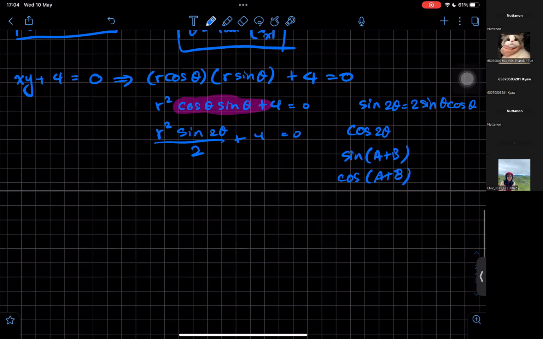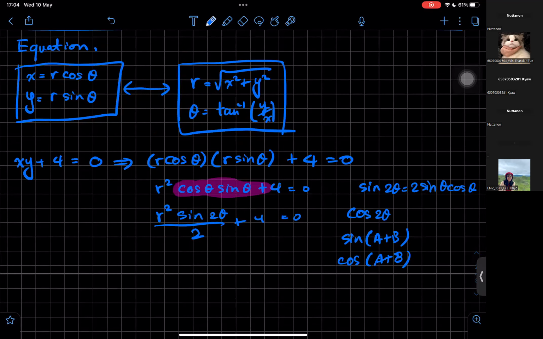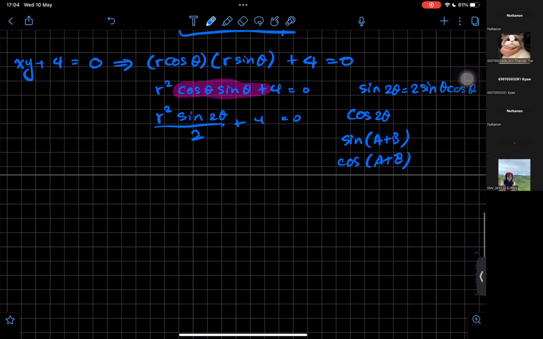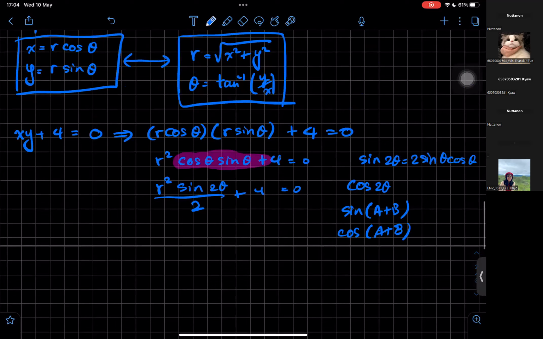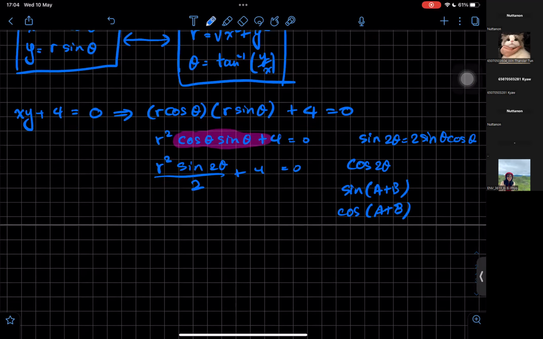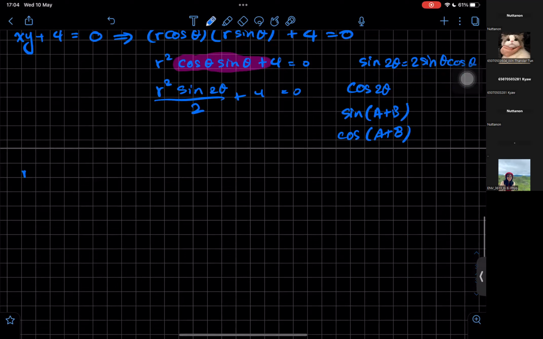So this is how you do the trick for changing from rectangular to polar. You can change in other ways also. If you have something like equal to 3 plus, let me think.